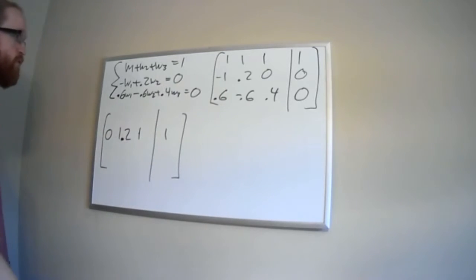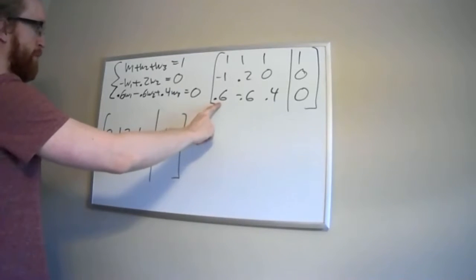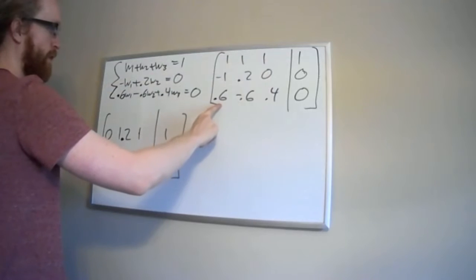I am also going to go ahead and just take care of this guy in the same sort of step. So I'm also in this step going to add -0.6 times the first row.